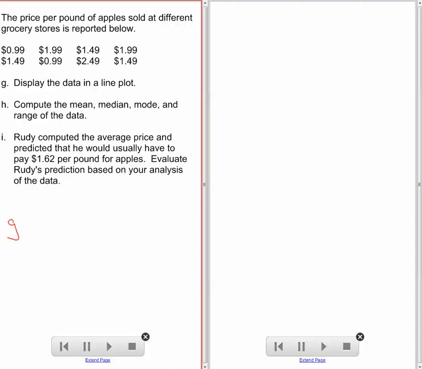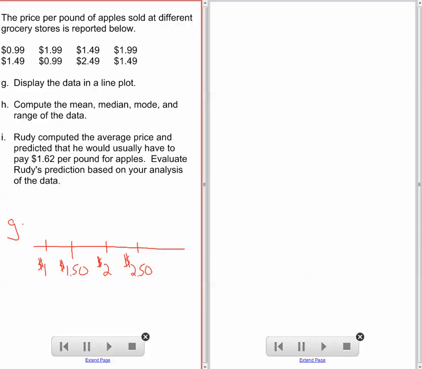A line plot would look like this, where we have a number line, and we put some scaling on our number line. I'm going to go from $1 to $1.50 to $2 and to $2.50. That's close enough. 99 cents is about a dollar. $1.99 is about $2. So good enough. And then let's display this data via this line plot.